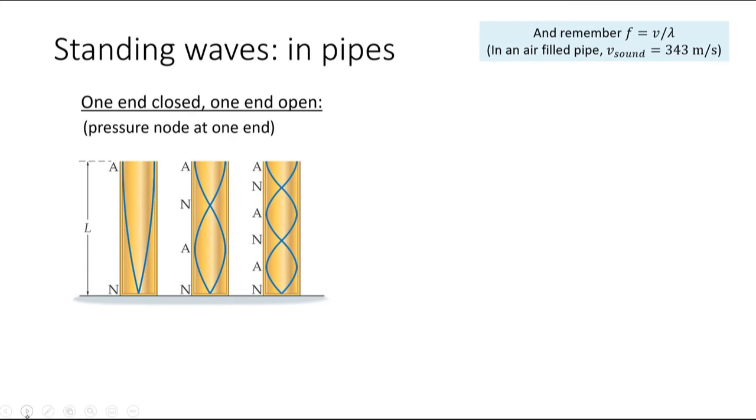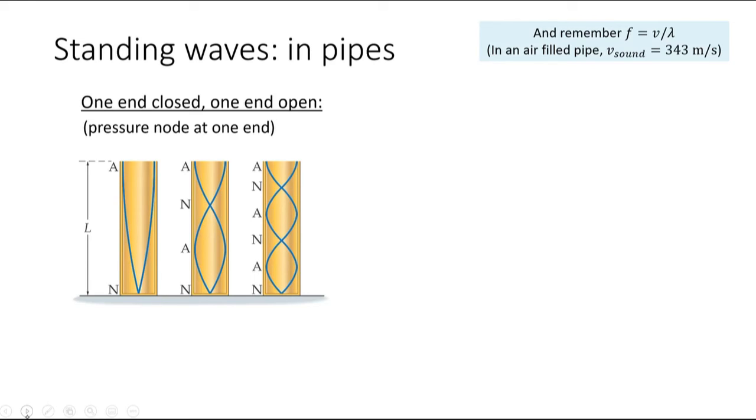All right, so I mentioned that standing waves can occur both on a string or in a pipe, and so now let's talk about standing waves in a pipe. Okay, so for standing waves in a pipe, it turns out that we can talk about 2 different types of pipe. So we can talk about a pipe that has one open end and one closed end, or we could talk about a pipe that has 2 open ends. So let's start by talking about a pipe that has one open end and one closed end.